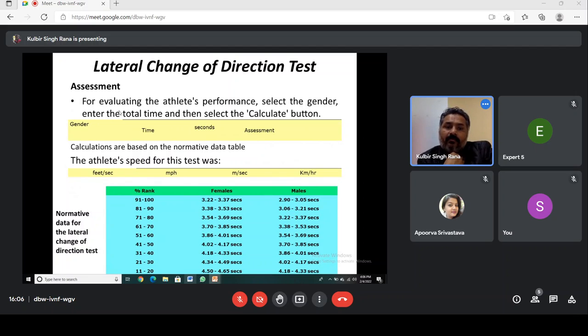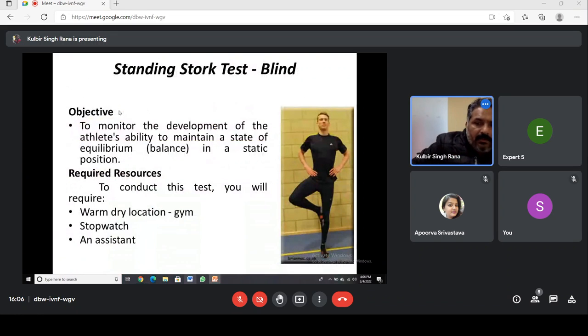Okay, then the athlete's speed will be in feet per second, miles per hour, miles per second, or kilometers per hour. In that we can take the speed of the athlete. Then both the speed and the time taken will be put into data, and these will be compared with the normative data, right? Now another important parameter is balance, right? We have talked about three parameters now: aerobic fitness, anaerobic fitness, and agility.